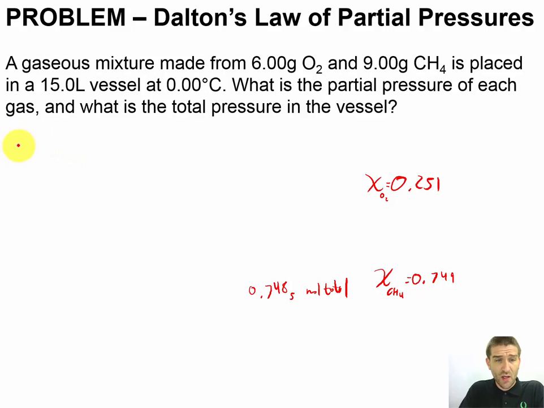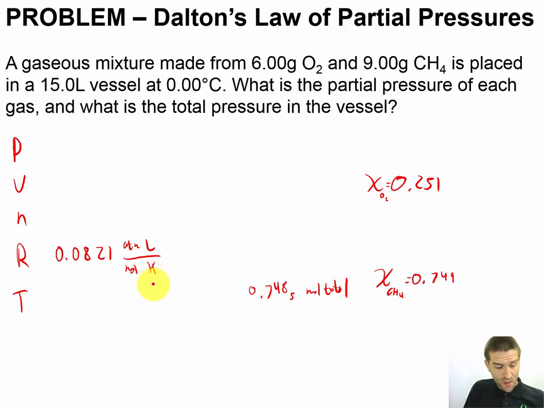Okay, so let's set up our ideal gas law. We have P, V, N, R, T. Our R is going to be 0.0821, and that's going to be atmospheres liters over moles Kelvin. Okay, for our temperature, we're going to be at 0 degrees Celsius. We need to convert that into Kelvin. So let's go ahead and just add the 273 to that, and that'll be 273.15. Notice we have 0.00, so we actually get to keep our 15 in Kelvin for that one as well.